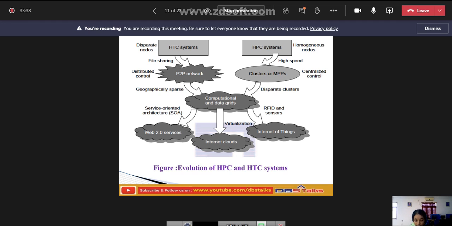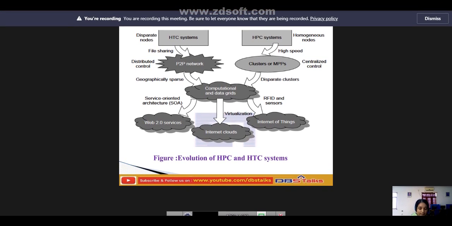Next, coming to the HTC side. On the HTC side we are using P2P networks, that is peer-to-peer networks, which are used for distributed file sharing and content delivery applications. The P2P system is built over many client machines. The P2P peer machines are globally distributed in nature. So whatever P2P network we are using is distributed in nature.